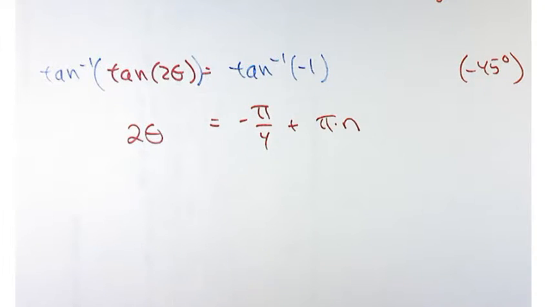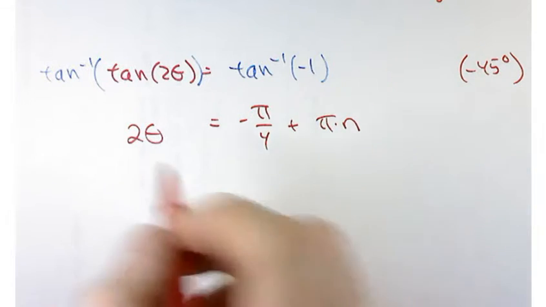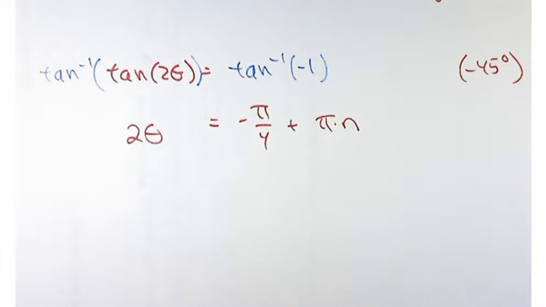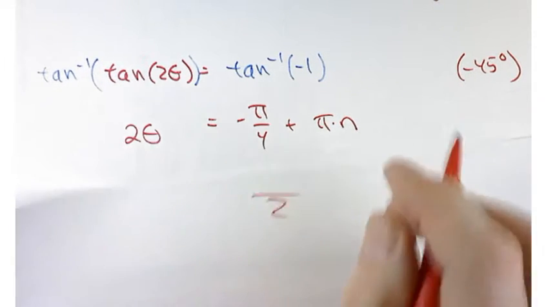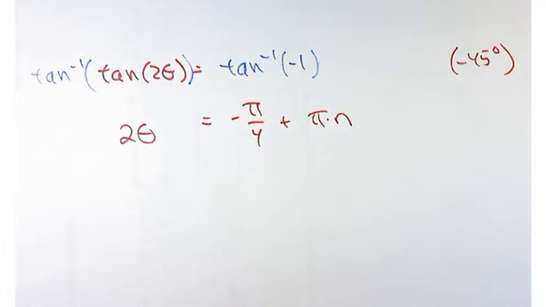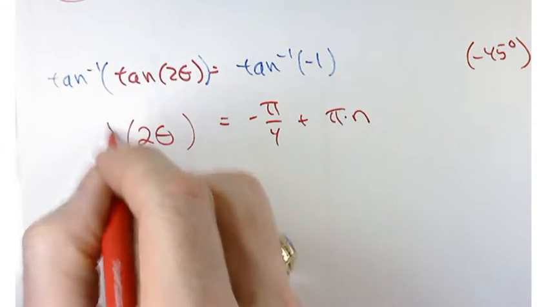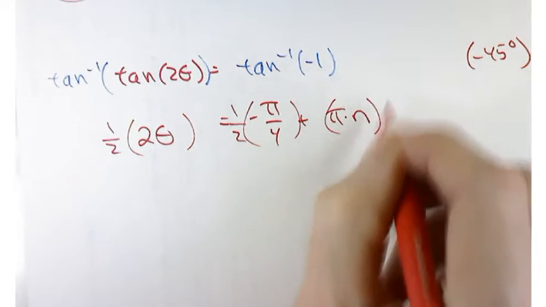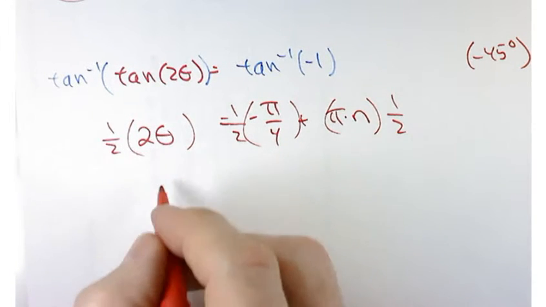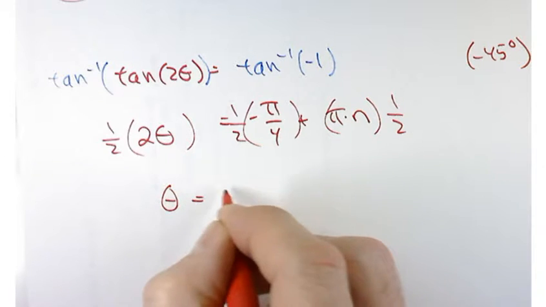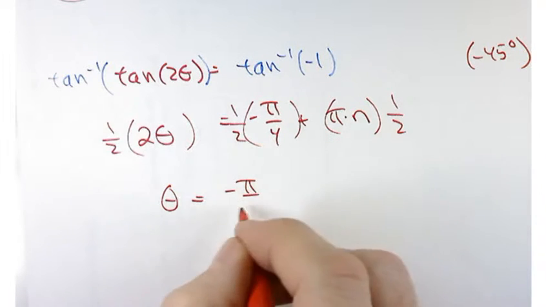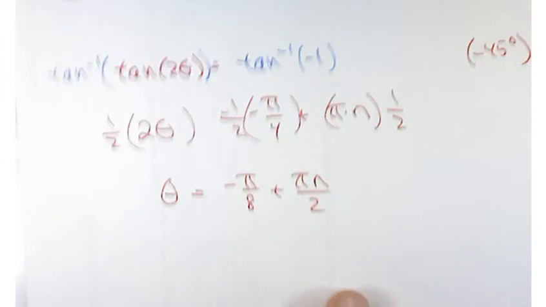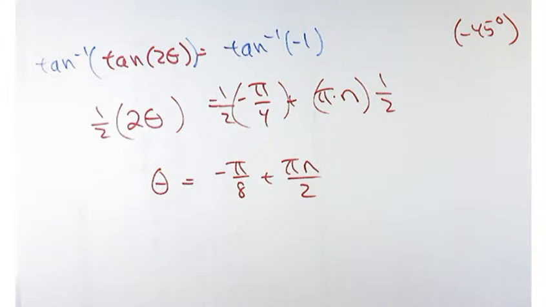Divide by 2. Some of you might find it easier multiplying by 1/2, because if you try and divide this by 2, you look at that and go, I don't know. So if you want to divide by 2, if you can do that, that's fine. Multiply by 1/2, that also works. So the 1/2 and the 2 cancel each other out. Theta is -pi/8 plus pi n over 2. Cool.